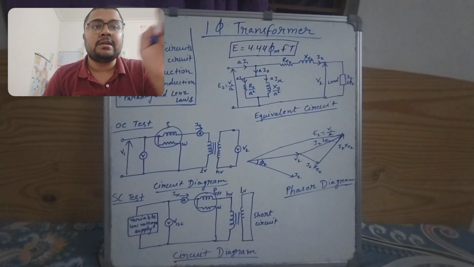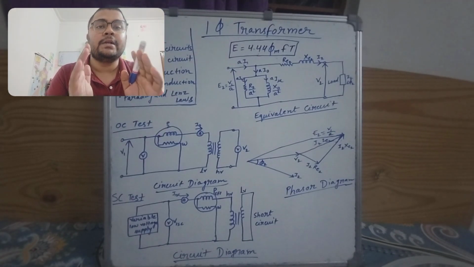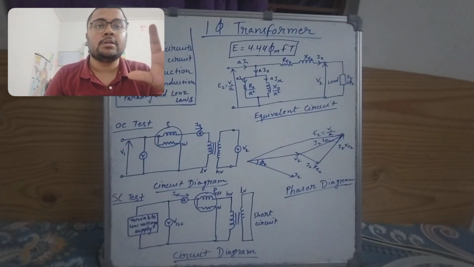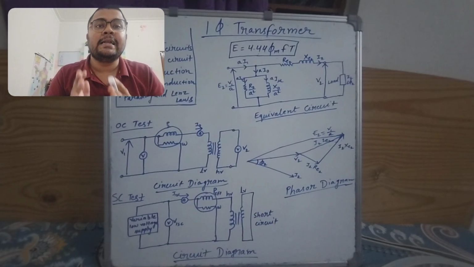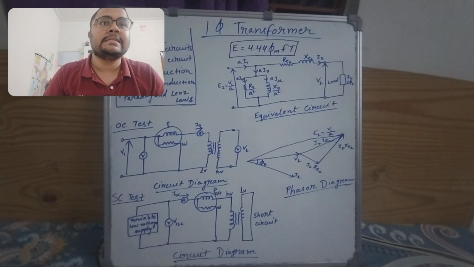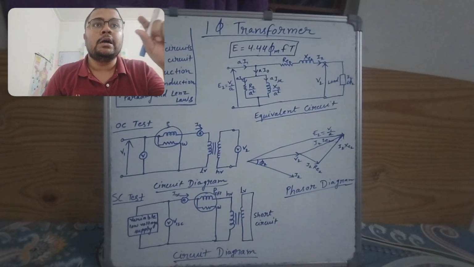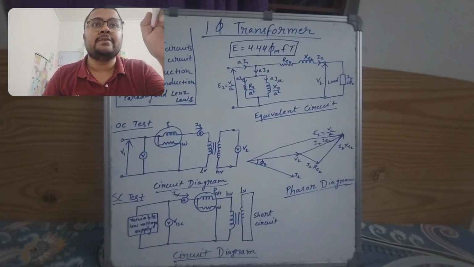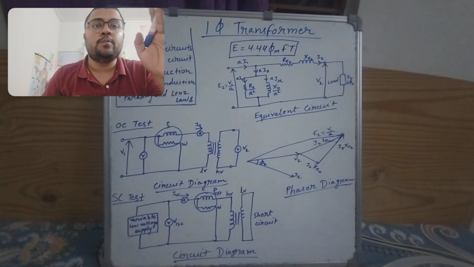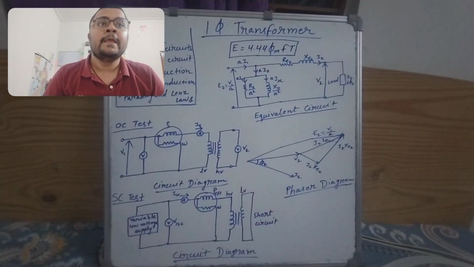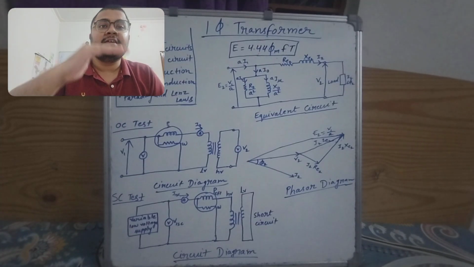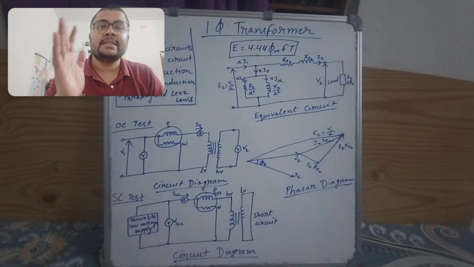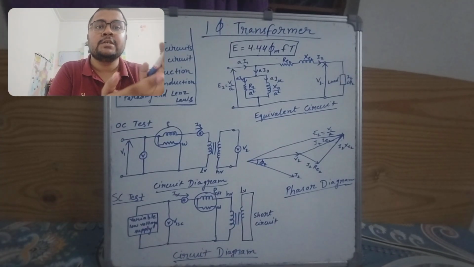Here the circuit diagram which you are seeing, the equivalent circuit on the board, signifies the equivalent circuit referred to secondary. You can see some values, R0 by A square and X0 by A square. Since these are referred to secondary, we have divided them by A square to change the value with reference to secondary.